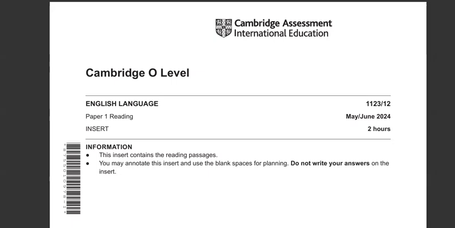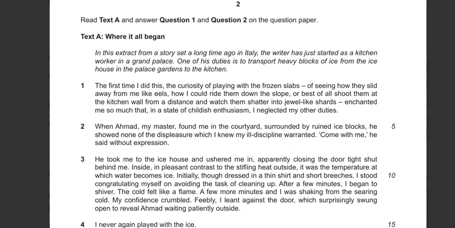As far as the structure of the paper is concerned, you have a very clear idea about it. You will be given two documents. One is the insert, which is being displayed on my screen. The insert will contain two passages. Text A is for your Section A, and you have to attempt Question 1 and Question 2 out of it. Question 1 is for the assessment of your explicit and implicit skills, and Question 2 is the assessment of your language skills.